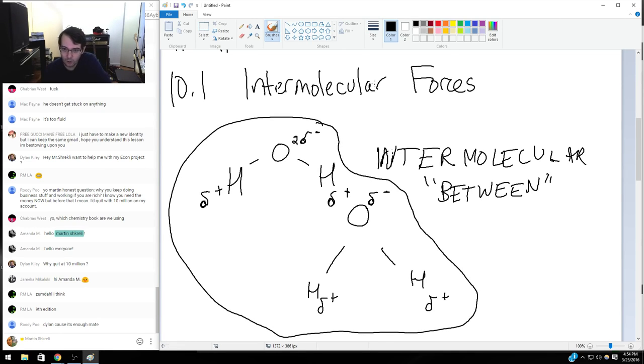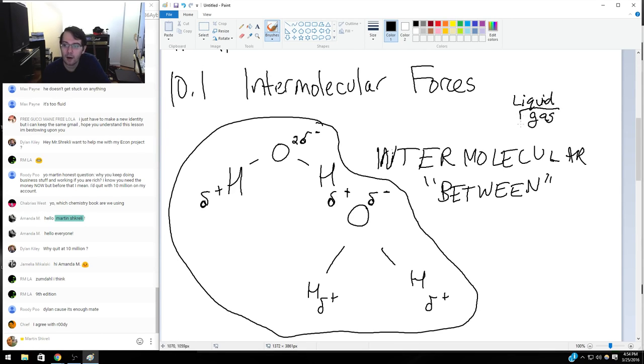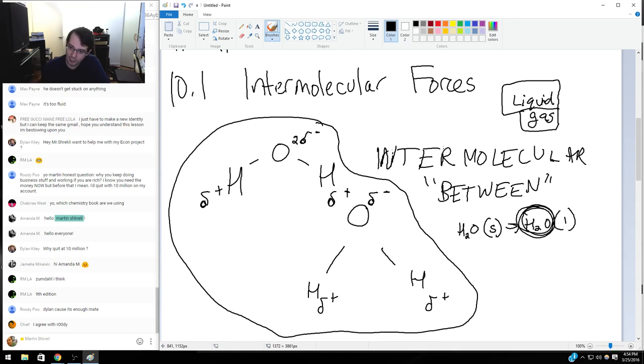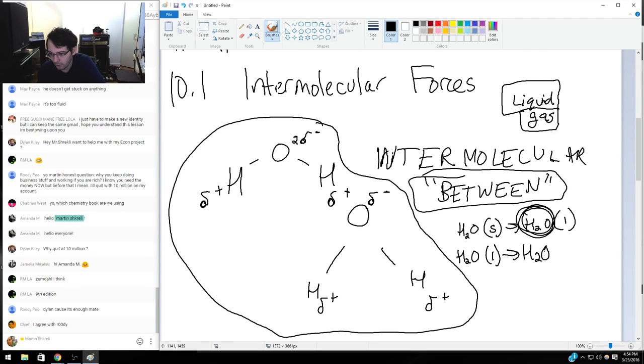So these intermolecular forces are responsible for something being a liquid or a gas, and I'll show you exactly how in a second. But these intermolecular forces are between molecules. And so even when water, this is really important, even when water goes from a solid to a liquid, it's still water. The molecule hasn't changed. The forces between the molecules may have changed. Same thing when water goes from a liquid to a gas. It's still water, it's still H2O, it's just maybe more dispersed. And the intermolecular forces have changed.